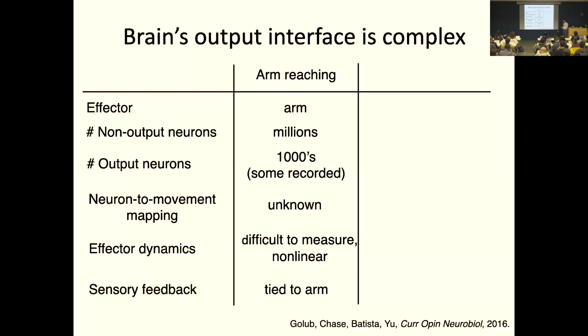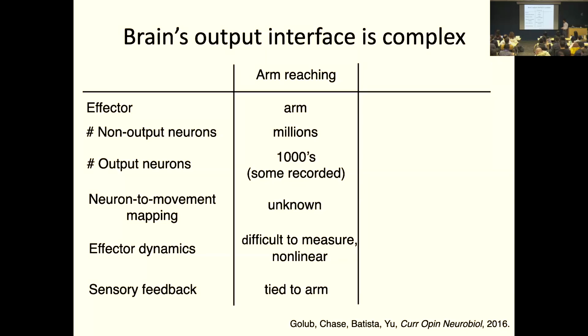The neuron to movement mapping typically is unknown in studies of arm movement control. Usually we record neurons, for example, in the motor cortex, and we correlate them to the arm movements that are produced. But we don't know the causal relationship between the neural activity and movement. Furthermore, the effector dynamics, the joints of the arm, also the muscles, involve nonlinear dynamics, and so they can be difficult to measure. And only in some heroic studies have they defined all the nonlinear dynamical equations that govern all of the biomechanics. And furthermore, sensory feedback, in particular proprioceptive feedback, in this case, is tied to the arm.